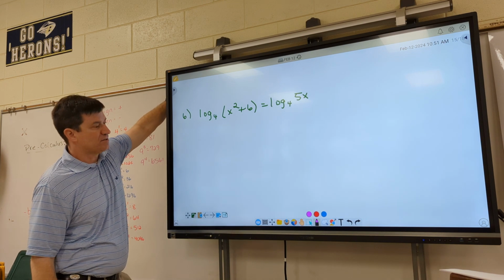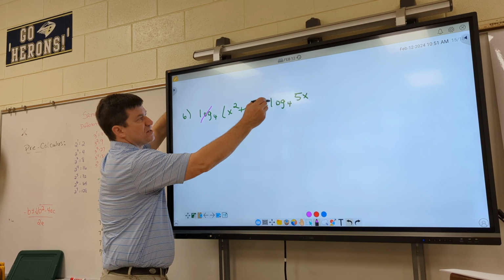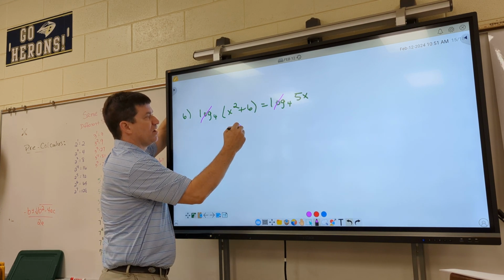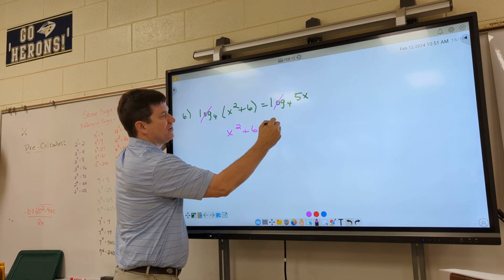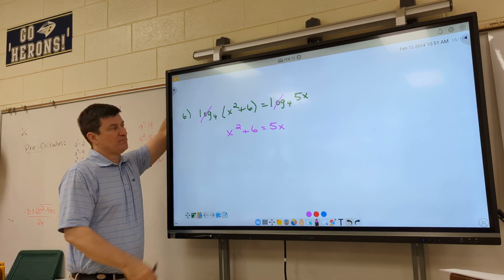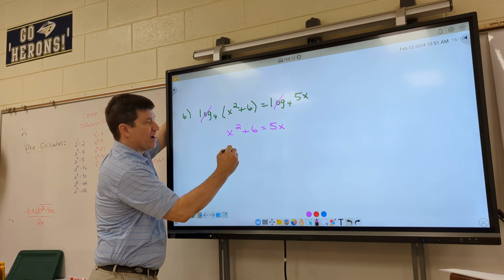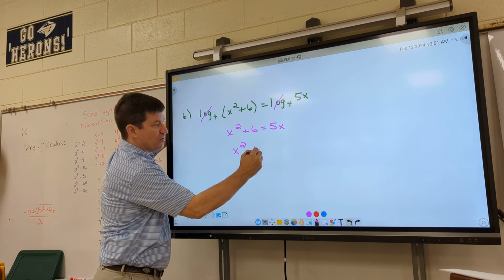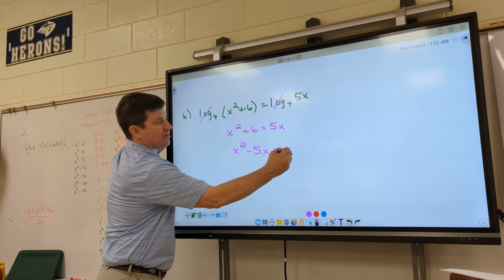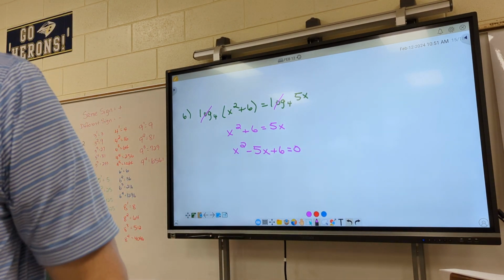All right, let's go to 6. We mark these logs out on 6. I bring down x squared plus 6 equals 5x. How many answers will this problem have? 2. So let's get it set up so we can do quadratic formula. Take 5x, move it over. Don't forget it's got to go in the middle. I'll stop now. I'll let y'all do quadratic formula, and you'll have to check both answers.